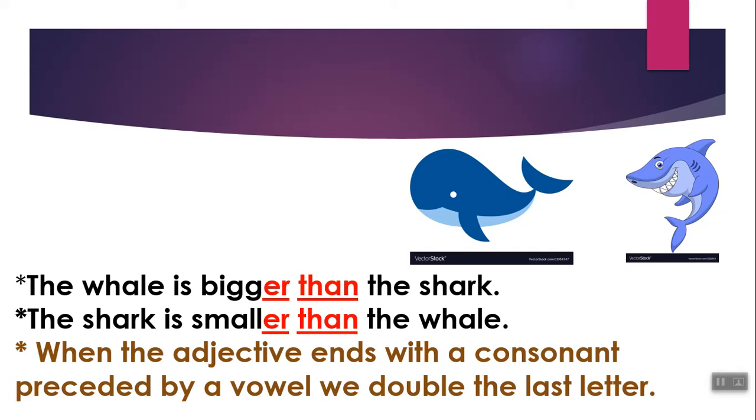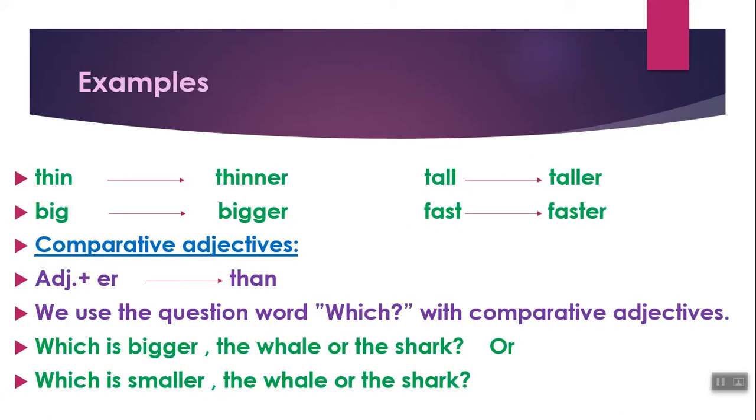Here, when the adjective ends with a consonant preceded by a vowel like big, we double the last letter G, then add ER plus than. And here we have more examples: thin, thinner, big, bigger. And if they are regular adjectives like tall, it will be taller, without doubling the last letter, and fast, faster. Comparative adjectives consist of the adjective plus ER, than.